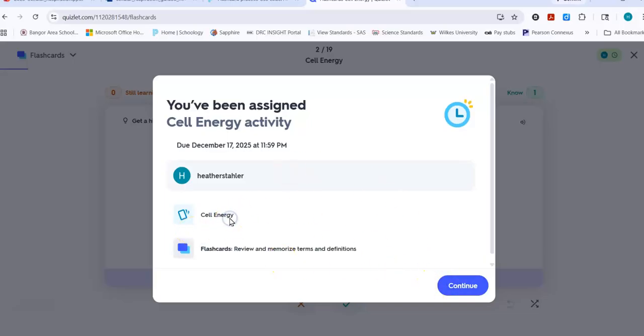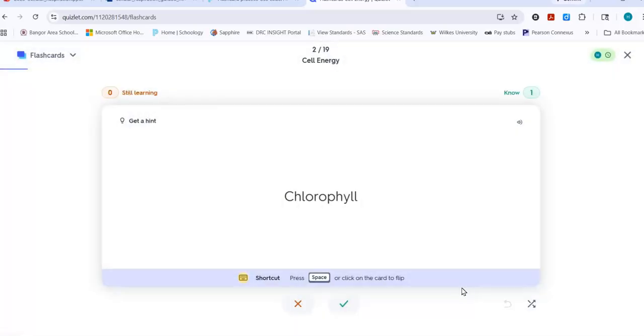Cell Energy. So this is called flashcards, review and memorize terms and definitions, because that's half the battle, or over half the battle. So you get these flashcards here, and it says 2 out of 19, because I already showed somebody one of them. So still learning, it says, oh, you know one, because I checked it off.